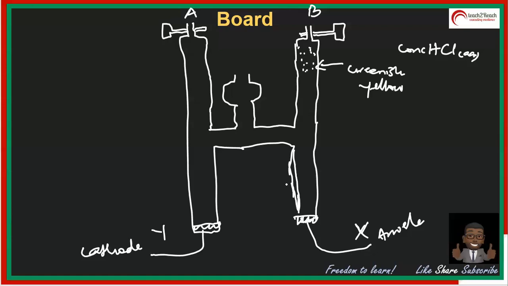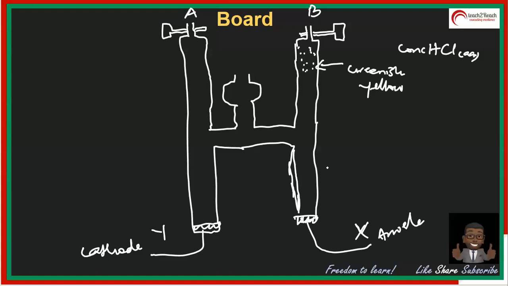Various ways they could ask questions based on the knowledge of electrolysis. Now they did not tell you which one is positive, which one is negative. They only told you that an observation was found at B. They noticed a greenish yellow gas formed at B. So they are asking you which of these is the cathode, X or Y. You just transfer your knowledge to be able to answer that question.